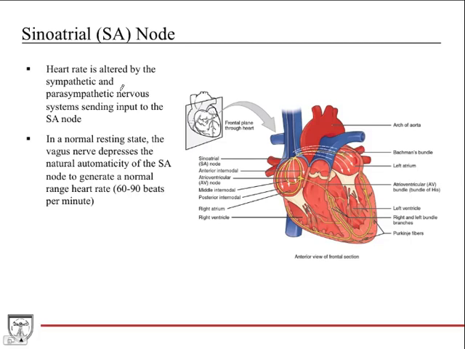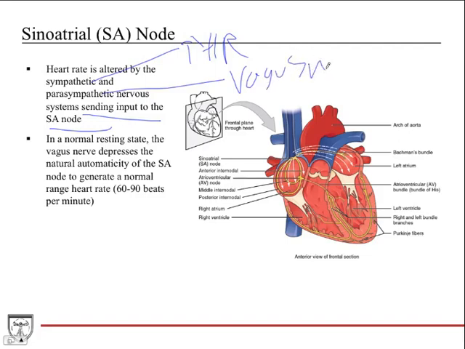The SA node is not responsible for adjusting the rate at which these impulses are generated. That is actually changed by the autonomic nervous system. So again, the sympathetic nervous system will increase the heart rate: when it stimulates an increased heart rate, it stimulates the SA node to shoot off more impulses. And then the parasympathetic nervous system, specifically through the vagus nerve, sends impulses to the SA node.